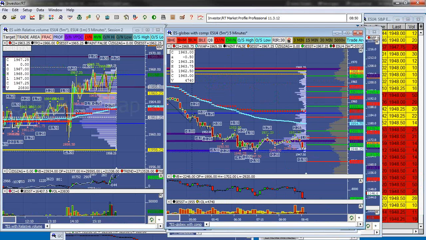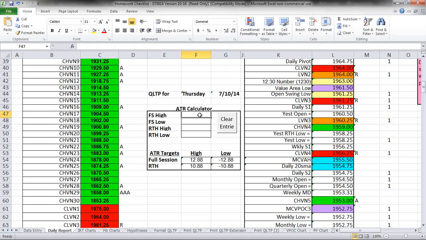Let me bring the sheet up. I want to look at what our 20-day ATR targets are. Currently we have a Globex high at 1968.25 and a low at 1947.50. So our 20-day ATR target to the upside is going to be 1960.25, and to the low side, we've already broken the range in the Globex, 1955.25. So we've got some serious weakness coming in.